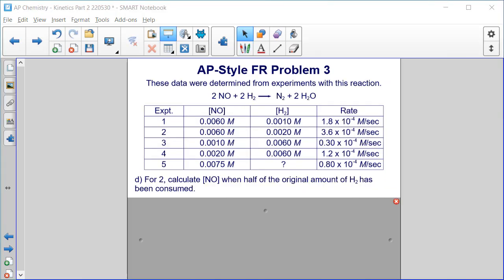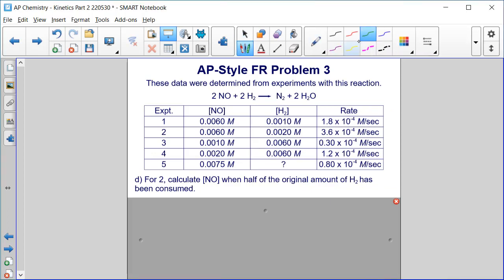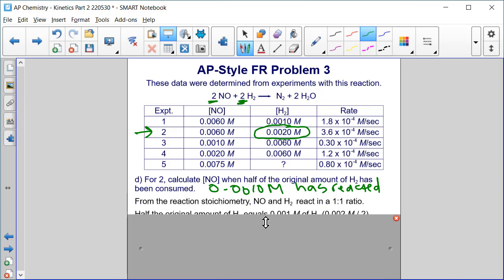For experiment 2, this is part D, calculate the concentration of NO when half of the original amount of H2 has been consumed. So first of all, the original amount of H2 is 0.0020. So half of it would mean that 0.0010 moles per liter of H2 has reacted. Okay, and also of note, for every 2 moles of NO that react, 2 moles of H2 also react. So that's a 1-to-1 ratio.